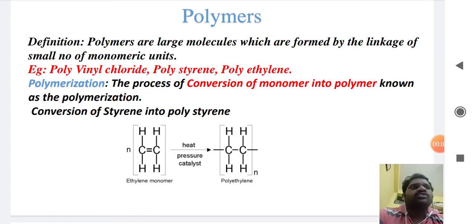In this session, we are going to discuss polymers. We already have a number of polymers such as polyvinyl chloride, polystyrene, and polyethylene. Each one has a number of applications. For example, the plastic pipe we are using, the polyethylene cover we are using, and finally the TV cabinets we are using are purely made up of polymers.